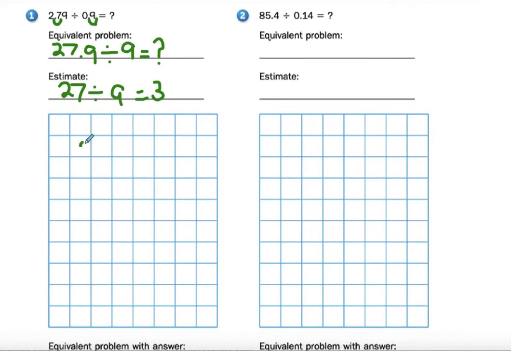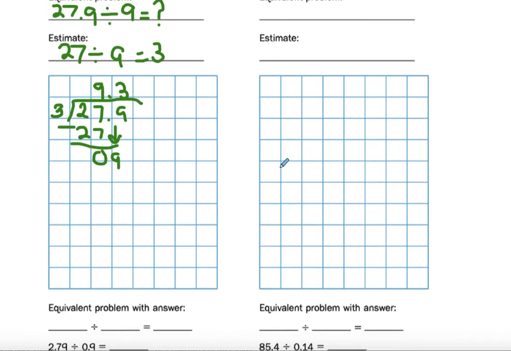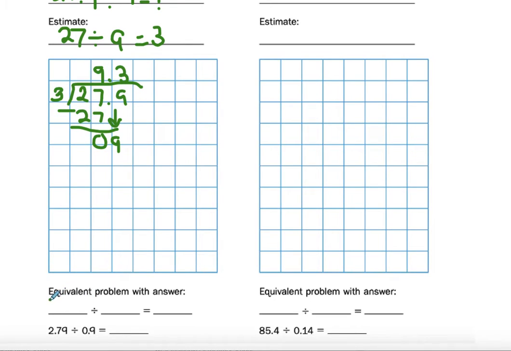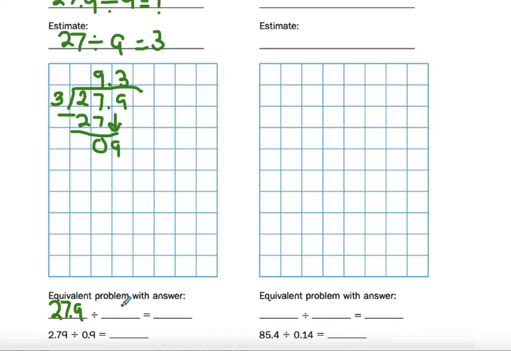So now we work this thing out. We have 27.9 divided by 9. And I can't use the 2, so I got to think about 27 divided by 9. So that guy is 3. Subtract it. Bring down the 9. And 9 divided by 9 is 1. Okay. This next one, I'm going to let you solve the problem, but we'll go ahead and set it up with the equivalent problem and the estimate. Then you'll need to make sure that down here you write 27.9 divided by 9 equals 3.1.